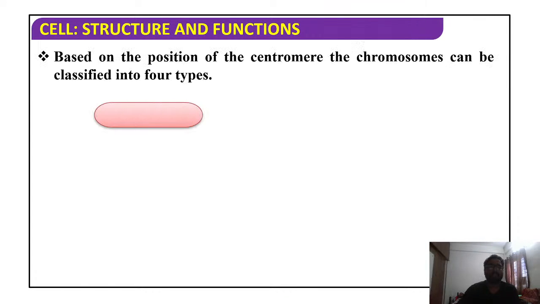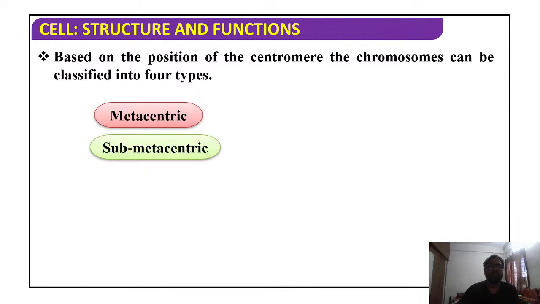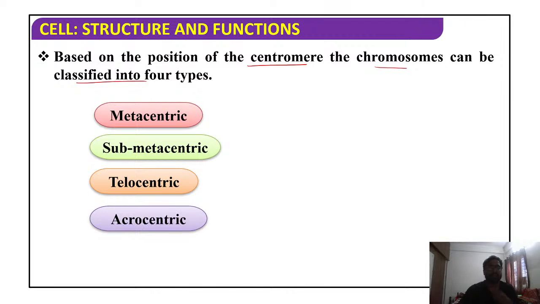Which are called kinetochores. Now, based on the position of the centromere, the chromosomes can be classified into how many types? Four types. One is metacentric, second is submetacentric, third is telocentric, and the fourth is acrocentric.